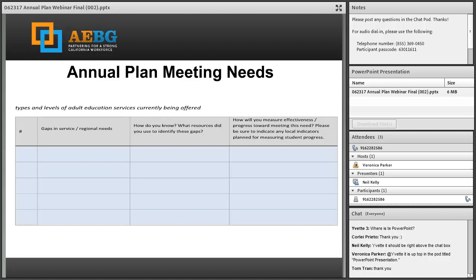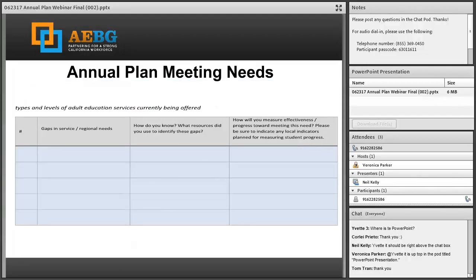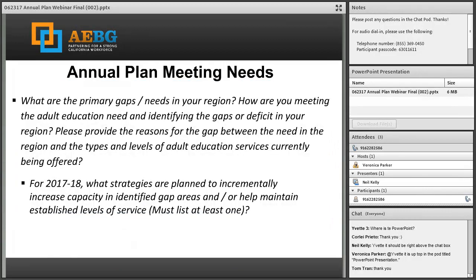Students or stakeholders? And then the other question that we have: how will you measure effectiveness towards meeting those needs, to include any local indicators in your plan? You're looking at any other metrics other than the state. The next question relates to 17-18. What are the strategies to increase capacity and or help maintain?